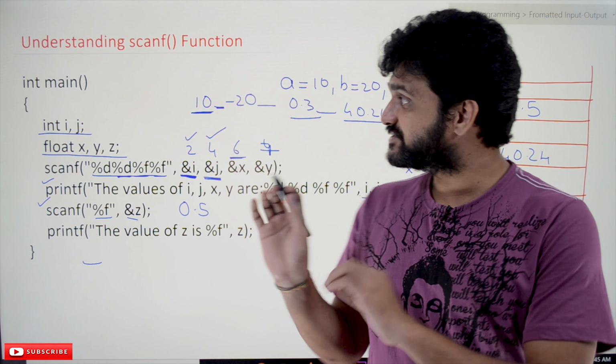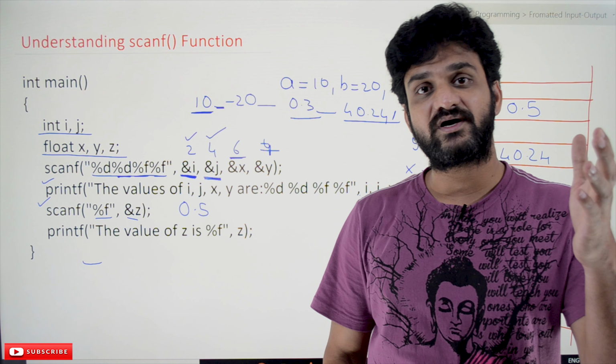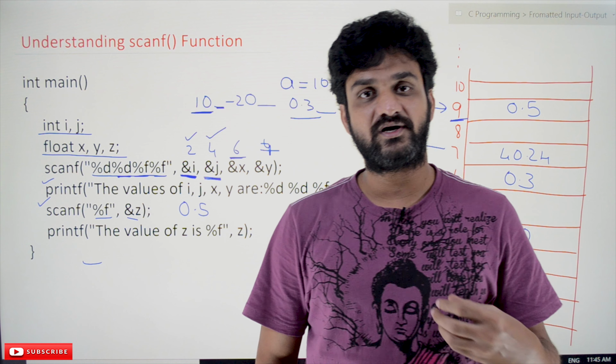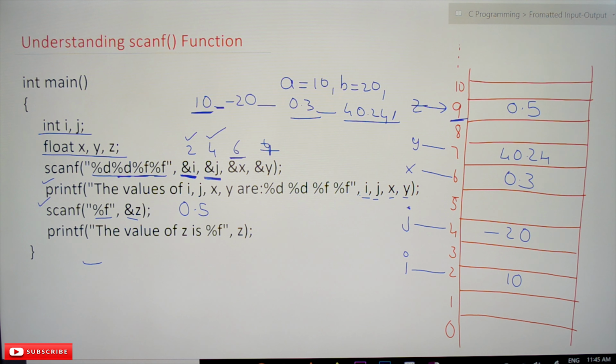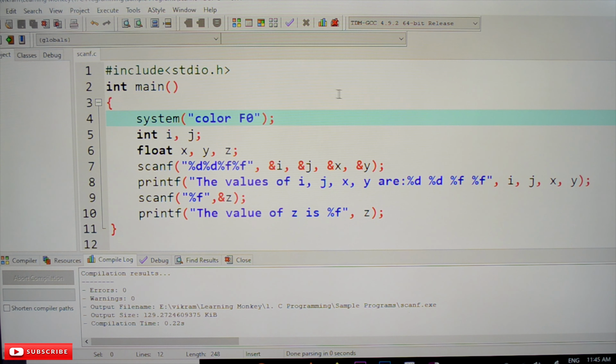So this is about scanf. Let's try to execute this program and see the output, and check how the values will get printed. Here, this is the program. And this line of code is used because we want to print the output on the white screen, not on the black screen. We have discussed it in our previous classes. So the same program, let's see how things will work. Compile, no errors and warnings.